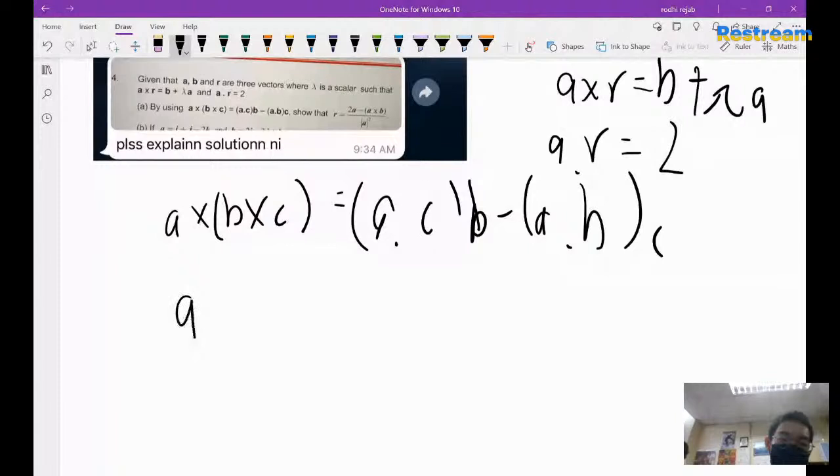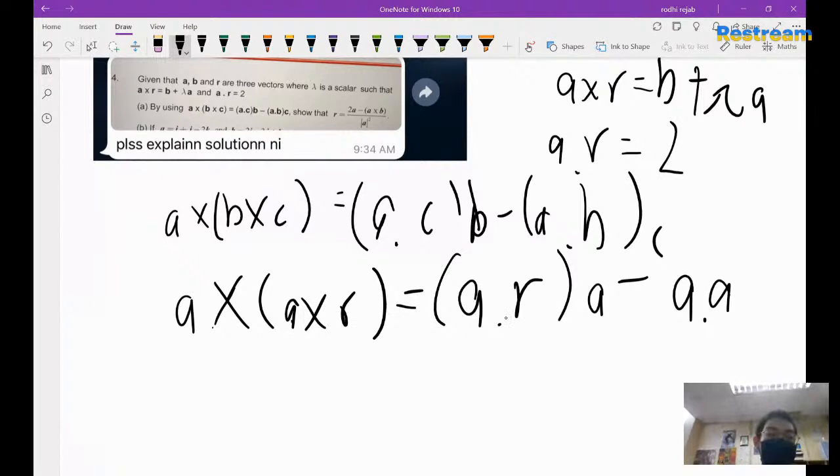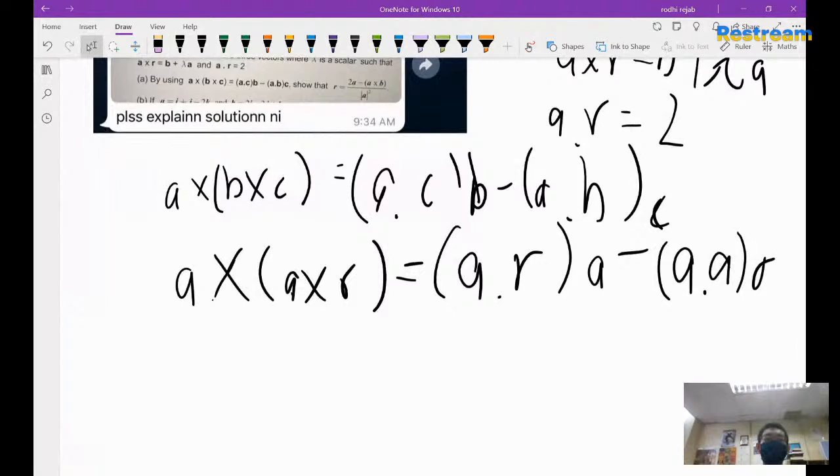We can sub into this A cross R. Okay, so just change it accordingly. A dot C is the third one, so dot R. B is the second one, it's A, minus the first one, this is the second one. The B up there is our A dot A. Then C is the third one, which is R. If you can get here, basically you're almost halfway done.